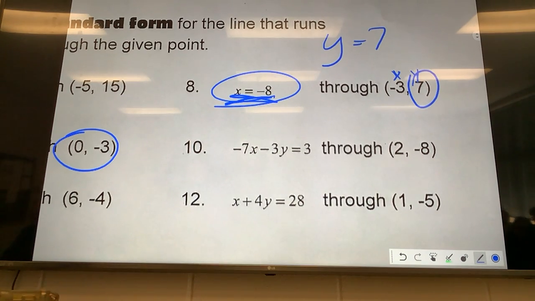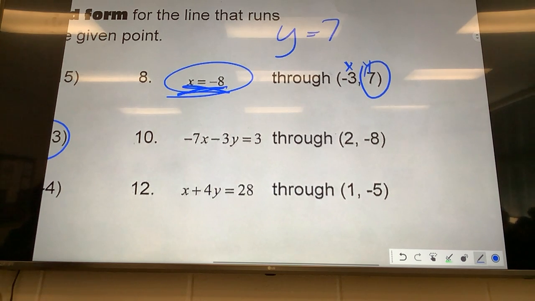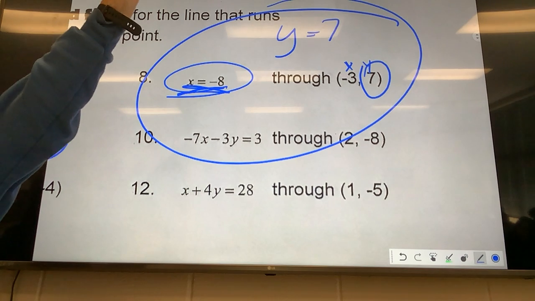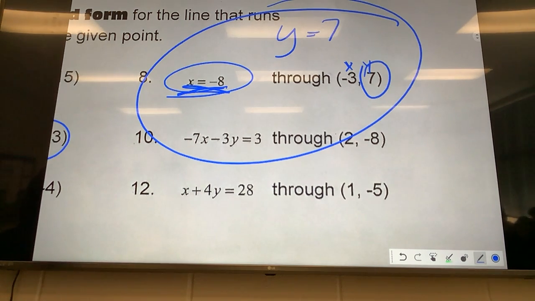So we don't put the x for the break on this problem right here? No, because it's got to be perpendicular to x equals negative 8, which means it's got to be like this, which means y equals something. Period. Just y equals. And y happens to be a 7.